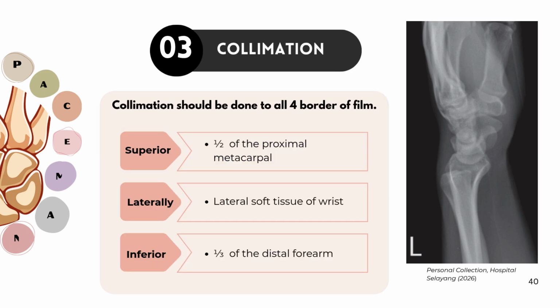Now is collimation. Collimation should be done to all four borders of the film. The superior border is one half of the proximal metacarpal, the lateral border is the lateral soft tissue of the wrist, and the inferior border must include one third of the distal forearm.